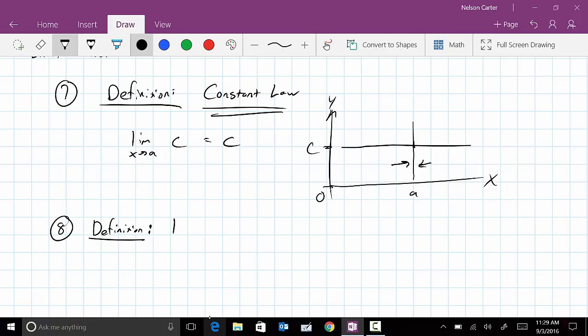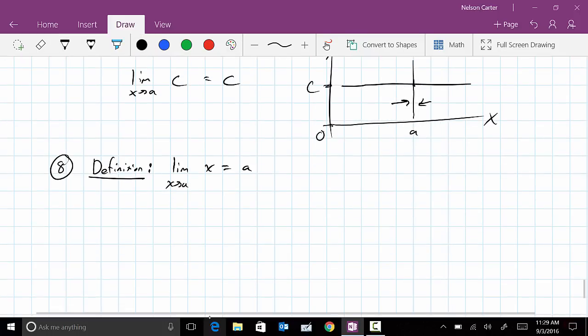And it says this. It says that the limit as x approaches a of just x is always going to equal a. And again, it's a very straightforward proof. But we need this for some further theorems, or some further definitions, I should say. So now, here's what we're going to do.